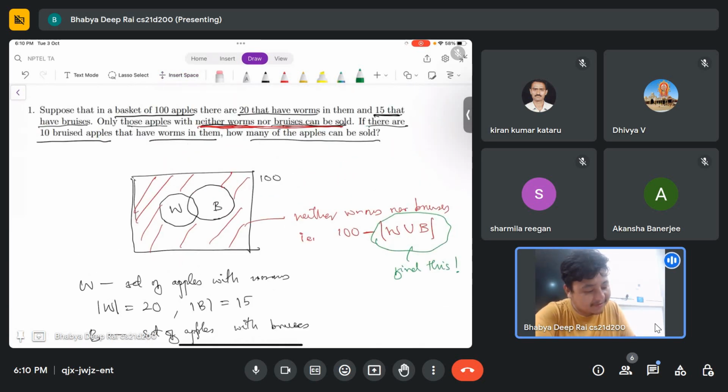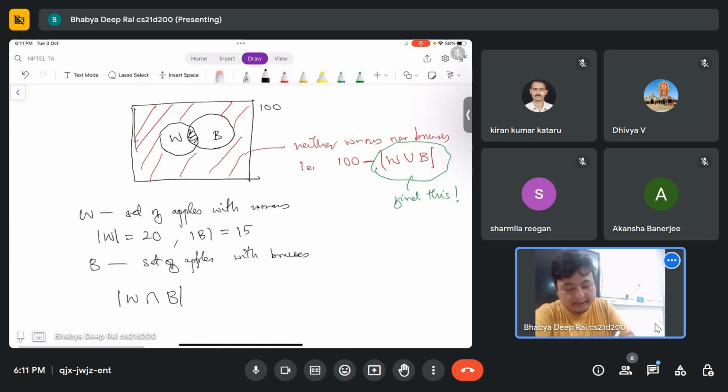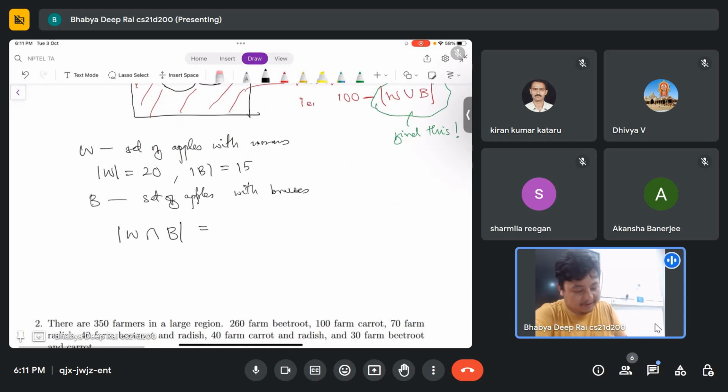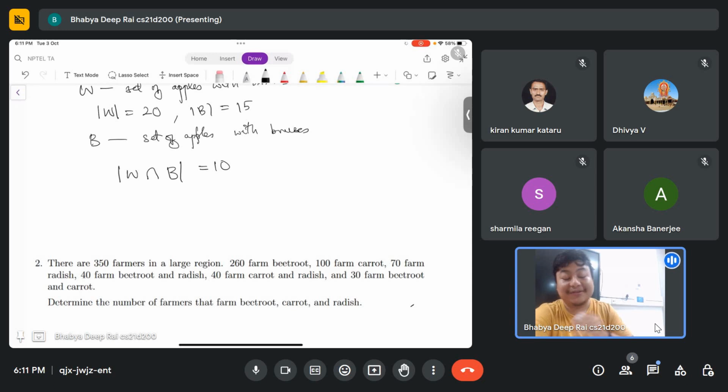Now additionally, they are also saying there are 10 bruised apples that have worms in them. What does it mean? There are 10 bruised apples that have worms in them, meaning worms intersection bruises, the apples which have both worms and bruises. This area is nothing but the size 10. There are 10 apples. I'm just saying worms over and over.